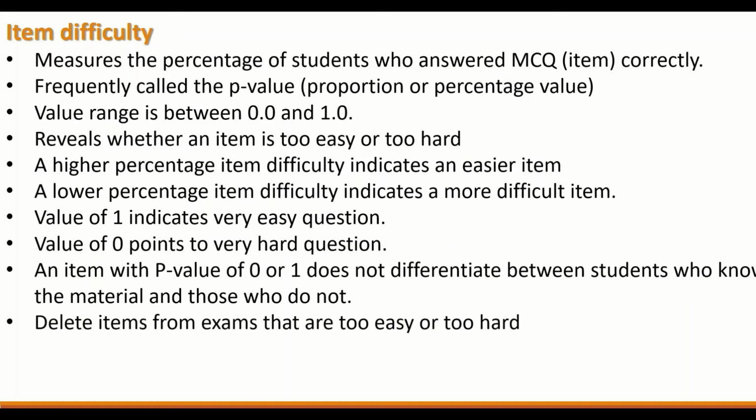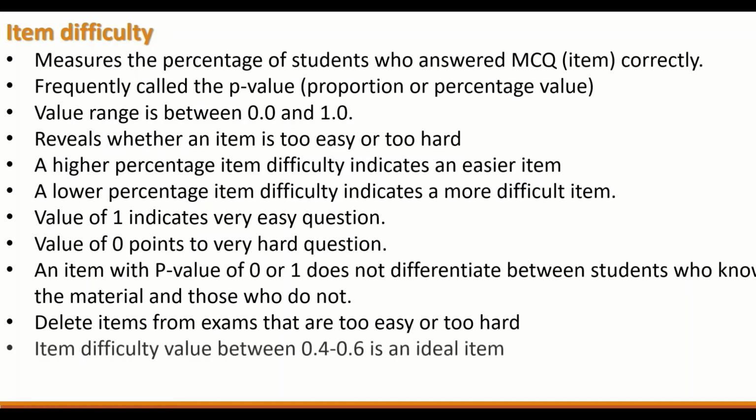In this case, if you have an item difficulty for a question that is 0 or 1, delete that item from the exam, as such items are either too easy or too hard. An ideal question has an item difficulty value between 0.4 and 0.6.